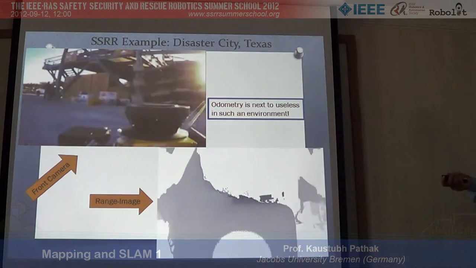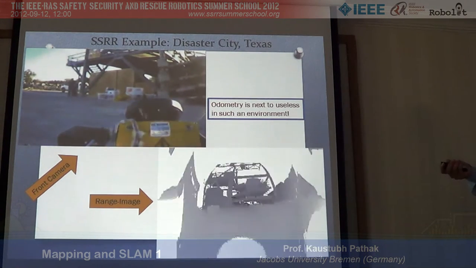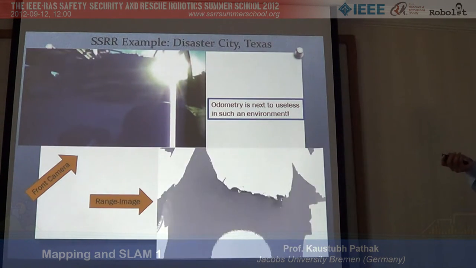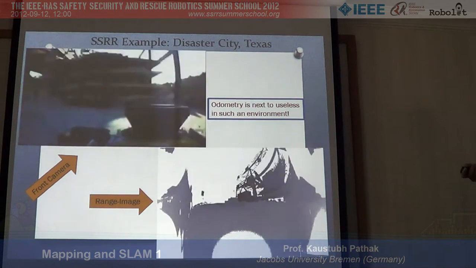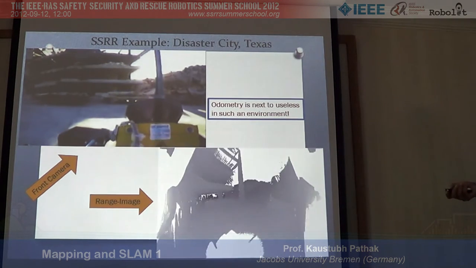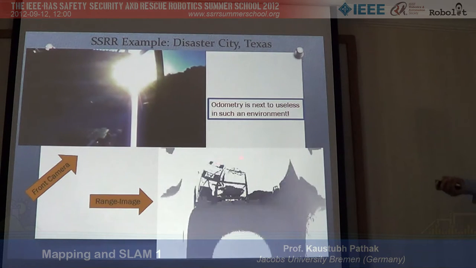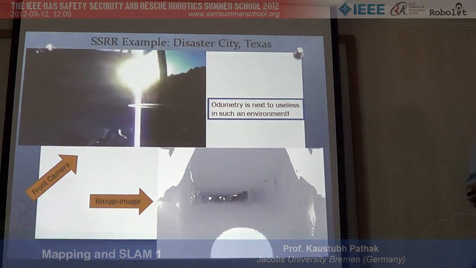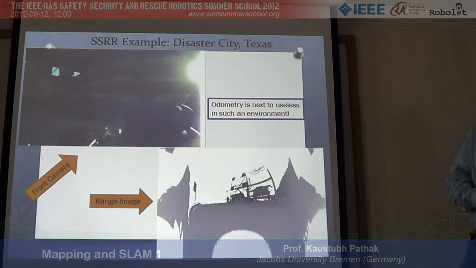And these two videos show how the data was actually collected. It was teleoperated by Zora. And the interesting thing was that the vehicle was actually even taken inside the building and under the rubble. These are the range images which were collected by this tilting laser range sensor. So you see that it's not that informative. Odometry is next to useless in such an environment, and so basically we had no initial guesses available for ICP.